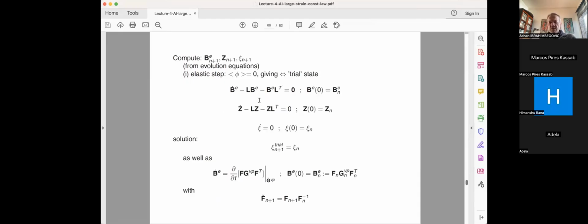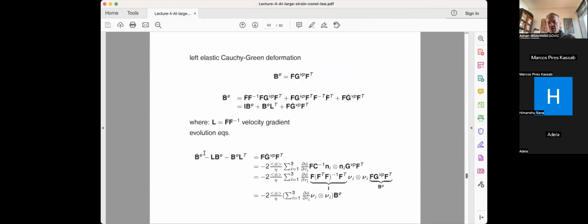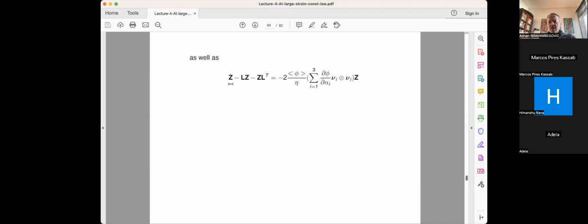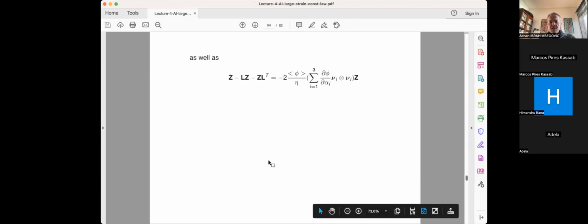What you do is as follows. You consider these internal variables are frozen. So going back to your evolution equation, which is written in terms of rates for both B elastic, that is a left Cauchy-Green elastic deformation tensor, and this back strain. When you say that these internal variables are frozen, you put this one to 0 and you put that one to 0, because there is no plasticity in this kind of step.